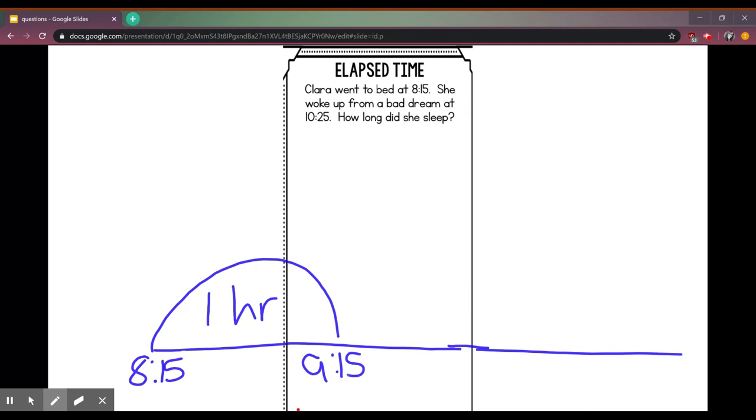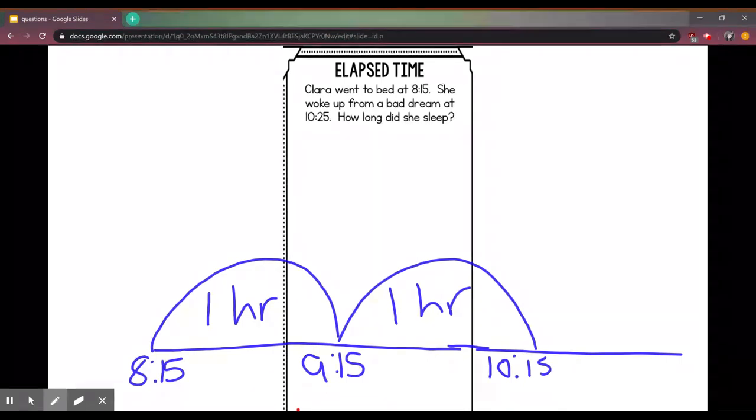I'm still trying to get to 10:25. So that means I can still jump another hour. So I'm going to do that, because that'll put me at 10:15. So now I need to get from 10:15 to 10:25.